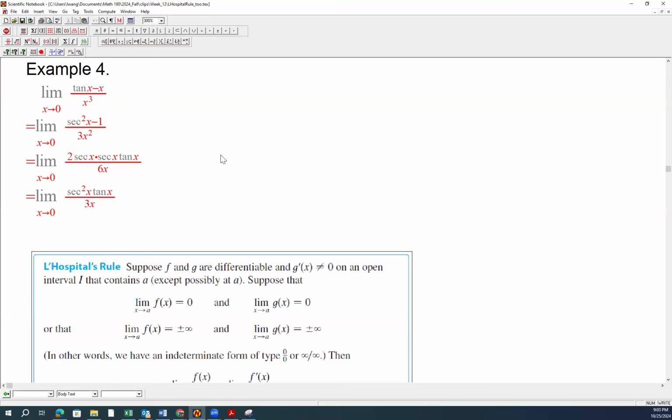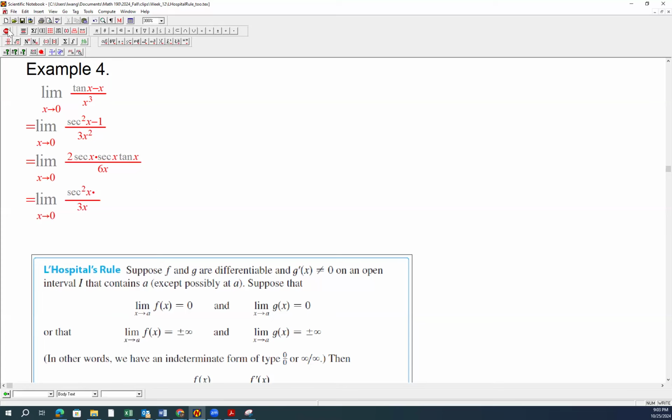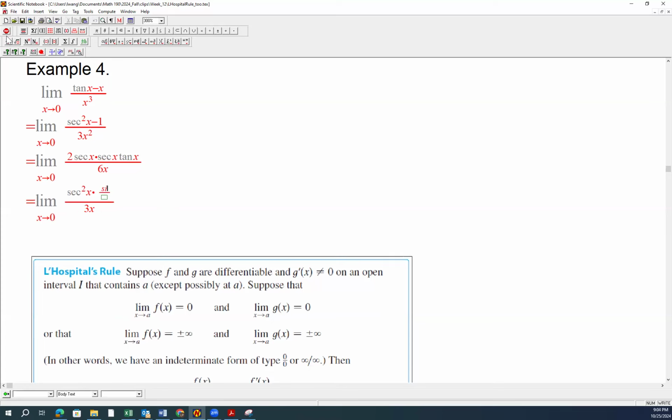When x is approaching 0, the numerator still approaches 0, the denominator still approaches 0. You can certainly apply L'Hopital rule one more time, but remember, your numerator's derivative gets a little bit more complicated. So I'm going to take a different route. Tangent x is equal to sine x over cosine x.